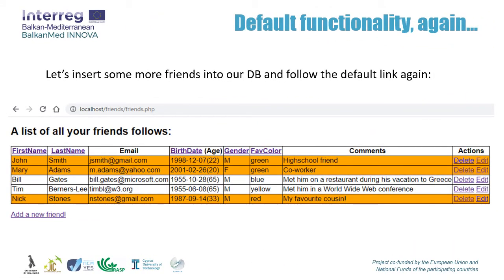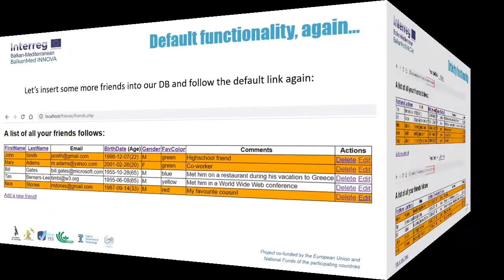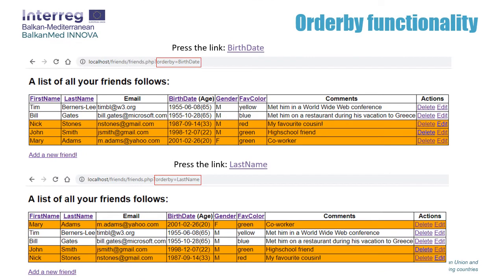Insert some of your friends into the DB and follow the default link again. Press the link birthdate on the head of the table. The friends now are shown ordered by their birthdate, eldest first. Let's press the link last name. Now, our friends are shown ordered alphabetically, according to their last name. The other links on the heading line work the same way.